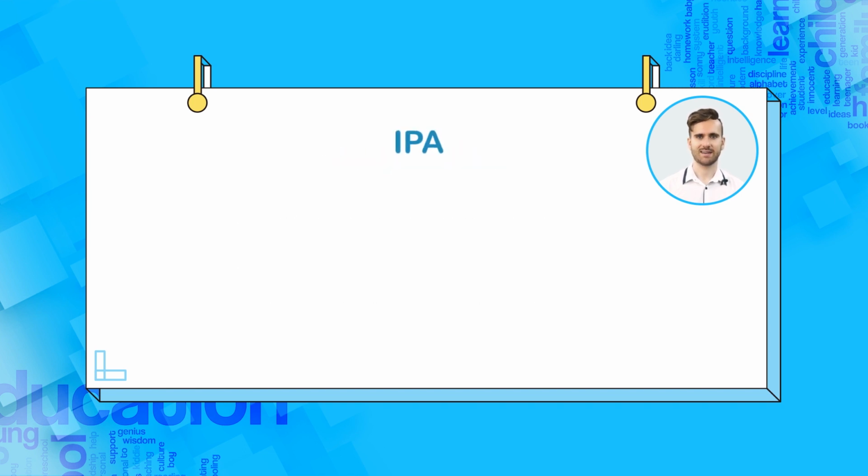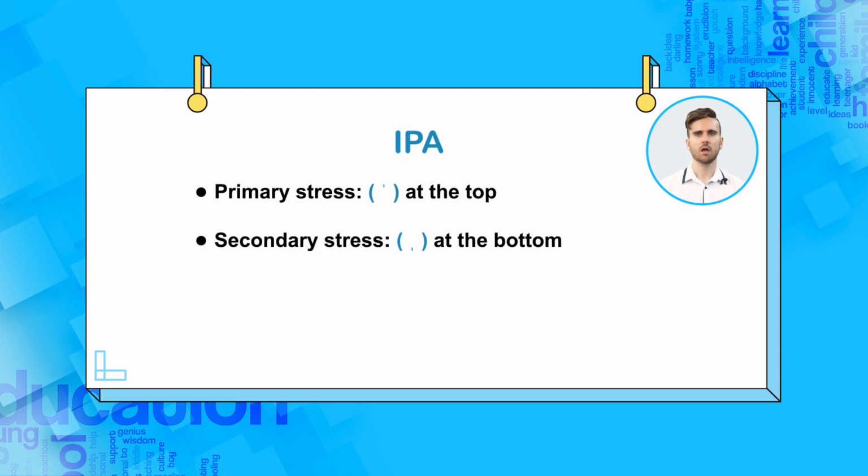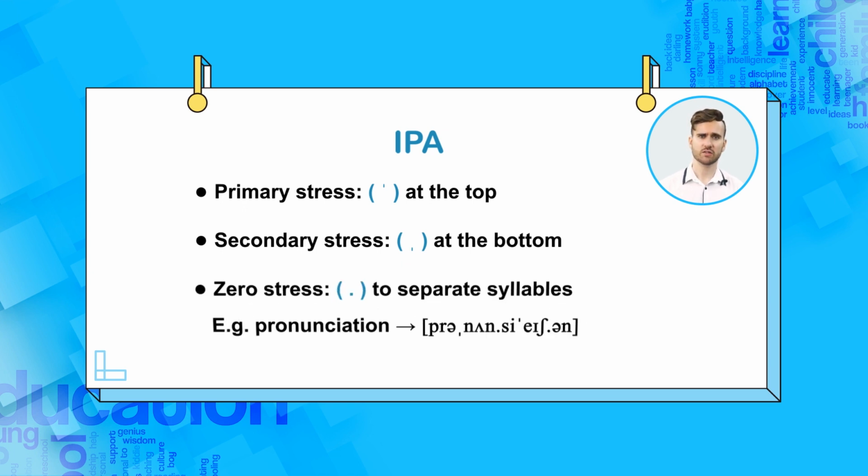To show this in a narrow transcription, we use these diacritics. For primary stress, put a short vertical line at the top before the stressed syllable. For secondary stress, put a short vertical line at the bottom before the stressed syllable. But there is not a symbol for zero stress. However, a dot can be used to separate syllables. For example, pronunciation.